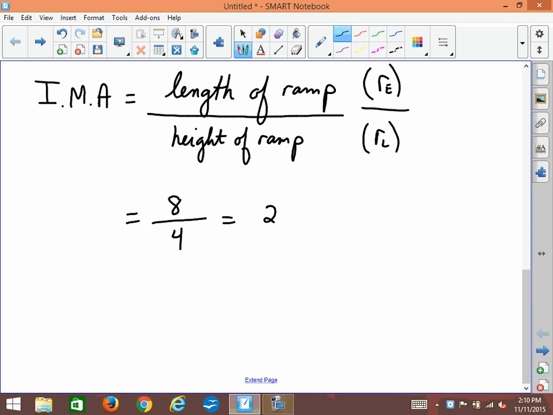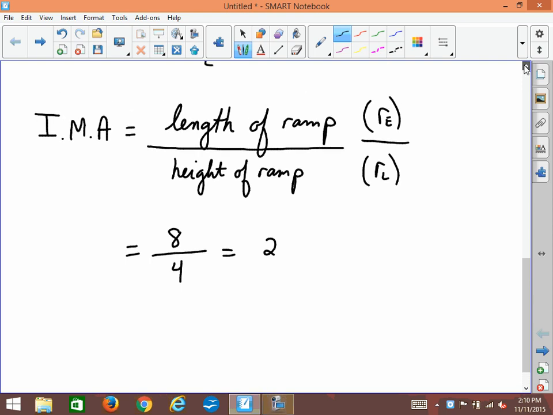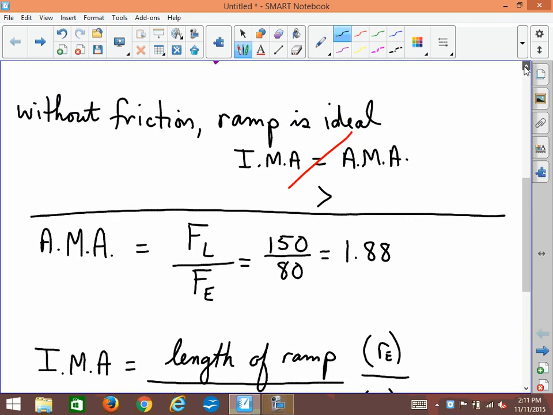So what that means is that every Newton I use pushing up the ramp can lift 2 Newtons of weight. So the ramp is giving me double my money, isn't it? It should, anyway. But because I have a little bit of friction on my ramp, I worked in a little friction when I put those forces in there, you can see that the actual advantage isn't quite double. You don't get 2 Newtons for every pushing Newton of effort. You only get 1.88. So 1 of my Newtons of effort can lift only 1.88. But even with the friction, it's still better, isn't it?